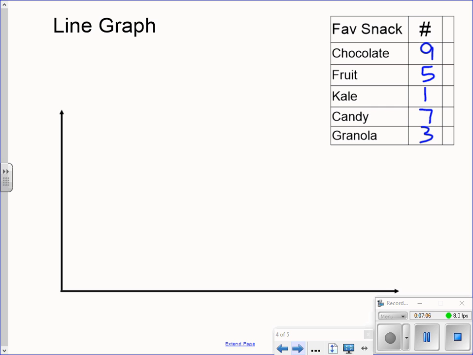So let's put our numbers on the side and our snacks on the bottom. Again, we're making a line graph. So let's go with chocolate, CH, fruit, FR, kale, just the capital K, that's all you need for kale. Candy, and granola. There we have that magical x-axis down there. I'll maybe mark it just for fun because I like to. And let's go ahead and put these on.